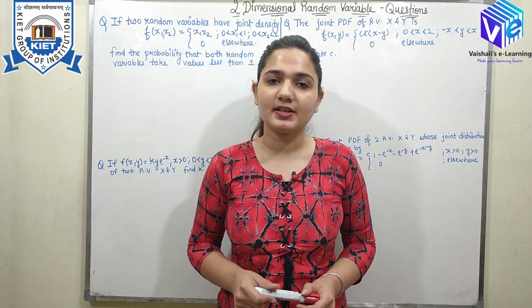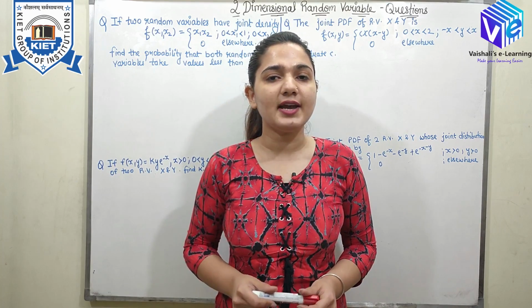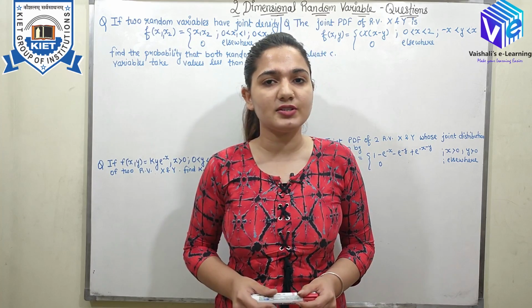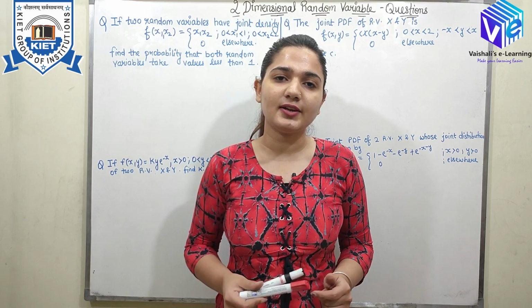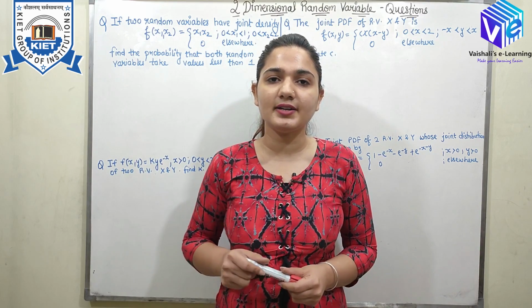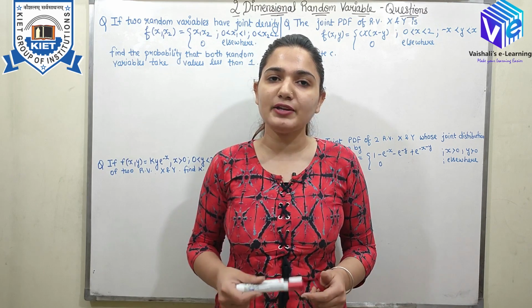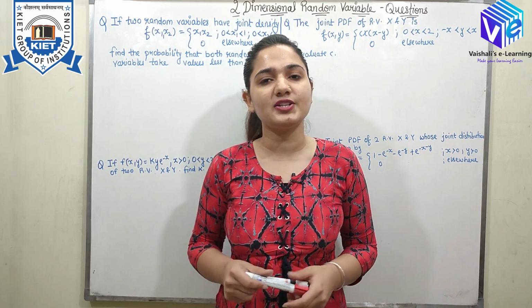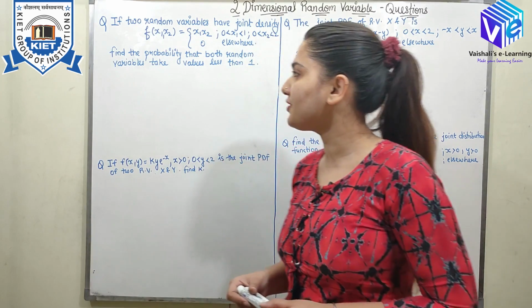I have already discussed the two-dimensional random variable in one of my previous videos. You can access that video from the link which is given in the description box. So I hope you will go and watch that video first, because that is the conceptual part. Here also we are understanding joint PDF and joint CDF with the help of questions. But when you understand the concept, the questions become really easy. So without wasting any time, let's move to the first question.